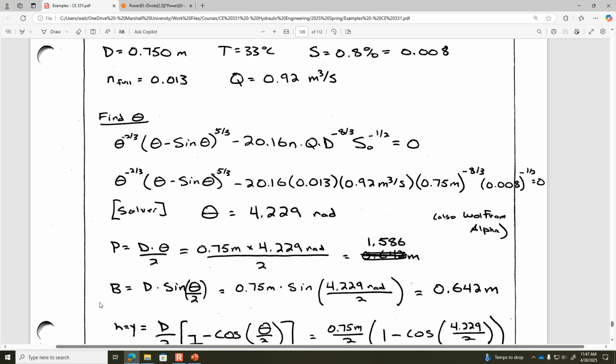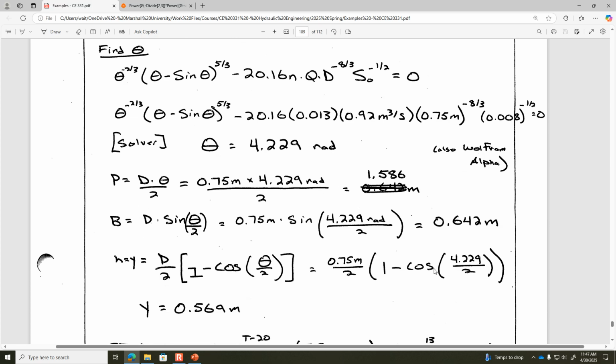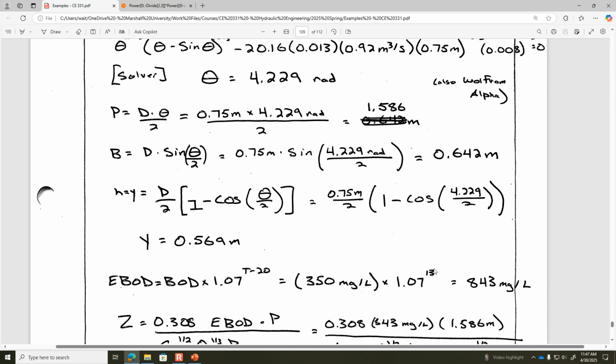Same thing is true with the top width, B. We multiply the diameter times the sine of theta divided by 2. We get 0.642 meters. We don't, strictly speaking, need to know the depth, but it's a curiosity, might as well. So the depth here is going to be 0.569 meters, but what we're really trying to do is estimate the probability that hydrogen sulfide is going to form.